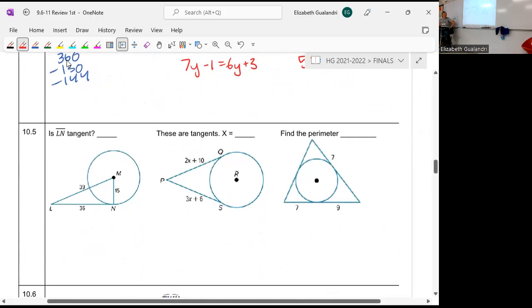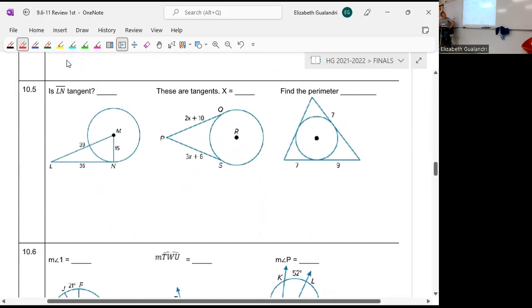10.5 started talking about tangents to the circle and what we know about those. So this one says, "Is it tangent?" Sometimes we say assume it's tangent, sometimes we say is it tangent. Usually, unless it asks is it tangent, you assume that it's tangent. Okay, and you go from there.